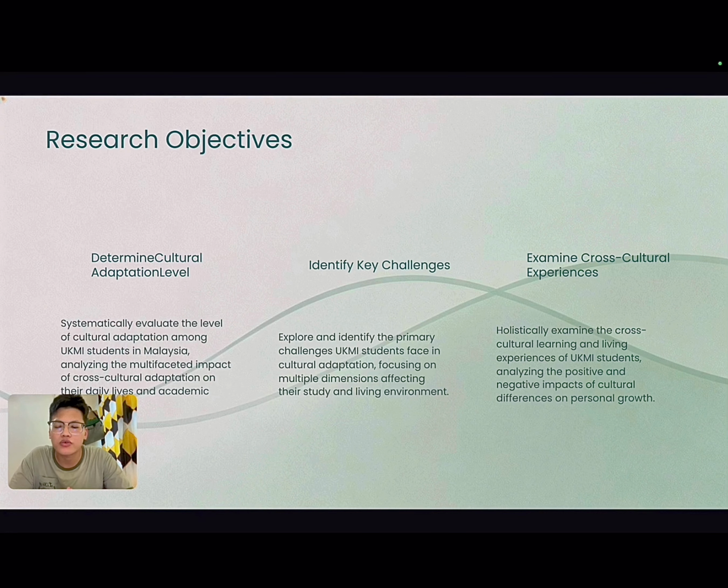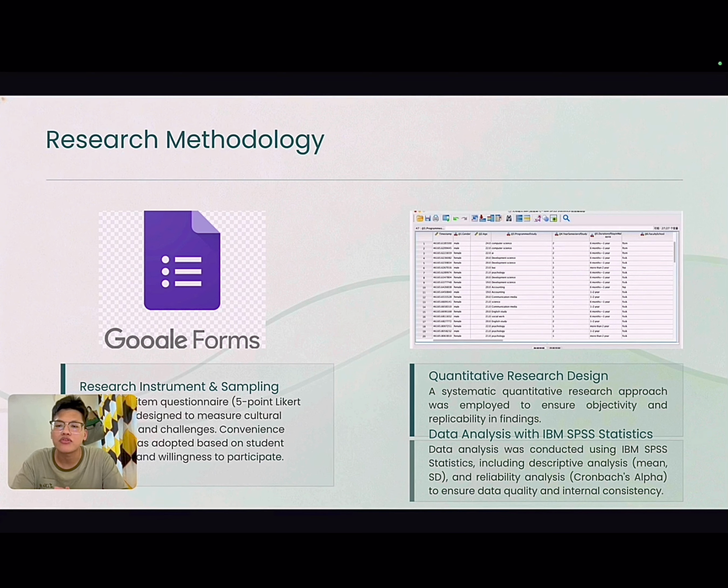This study has 3 objectives. The first objective is to determine the level of cultural adaptation among UKMI students. The second objective is to identify the challenges faced by UKMI students in adapting to Malaysian culture. The third objective is to examine the cross-cultural experience among UKMI students while studying in Malaysia. Next, I will talk about research methodology.